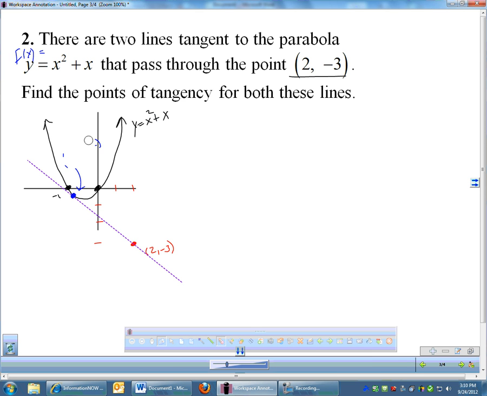So I don't know why I wrote it up here. I'm going to write it down here. Give me some more room. So my x coordinate is A, and my y coordinate is A squared plus A. So there's my point of tangency.